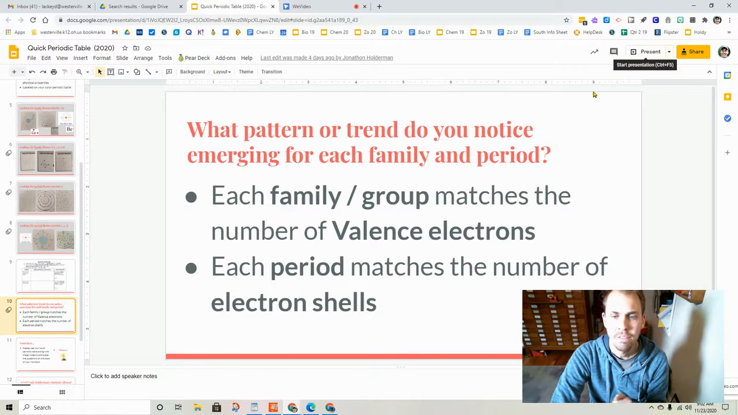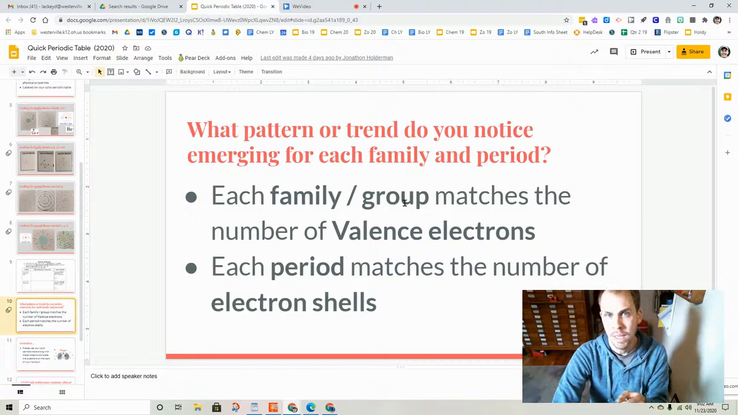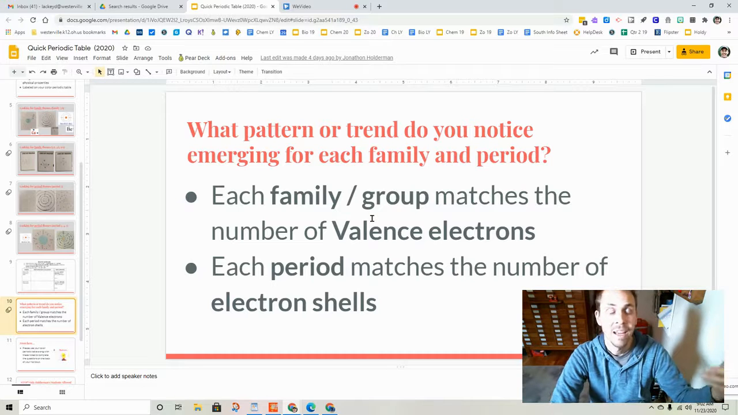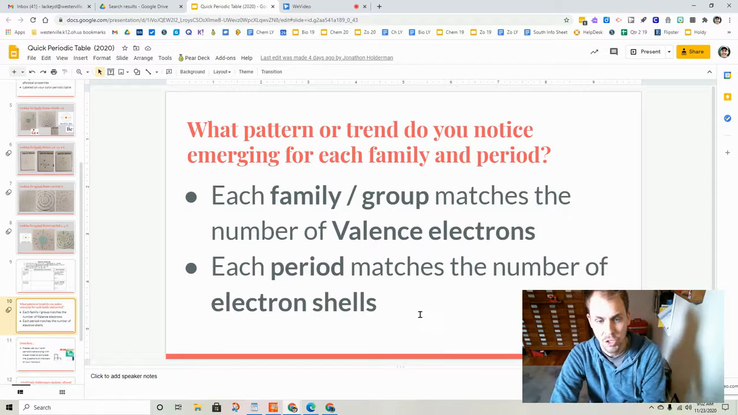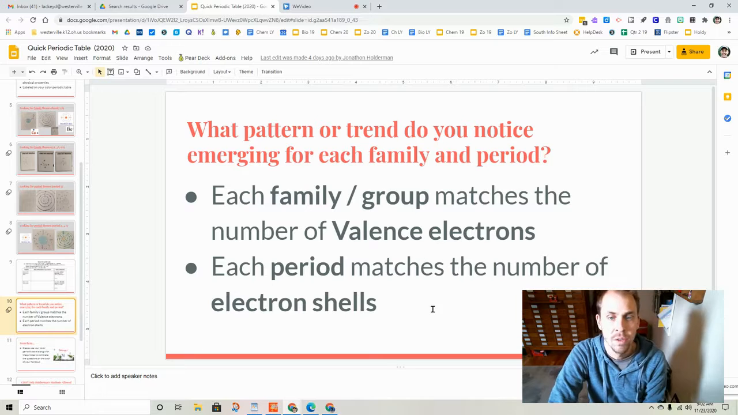For every family or group, it matches the number of valence electrons. And remember, that's for the A family. So if you're from family 7A, you have 7 valence electrons. If you're from family 1A, you have 1 valence electron. Every period that you're in tells you the number of electron shells. So if I'm in period 2, I have 2 electron shells. If I'm in period 5, I have 5 electron shells, right? Each one of those is a match.